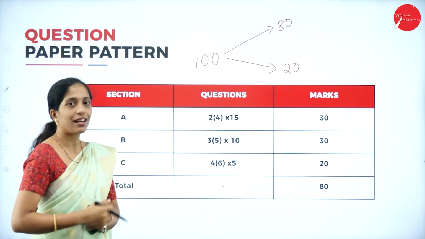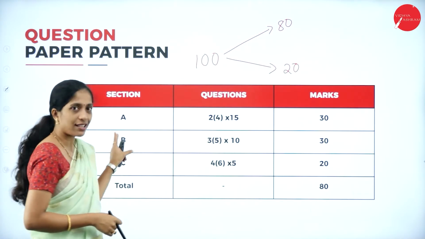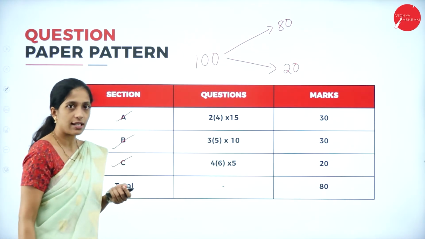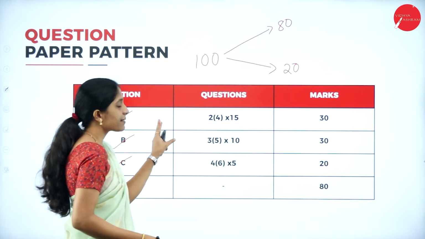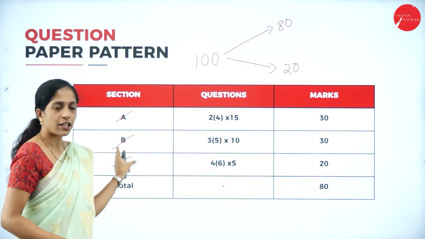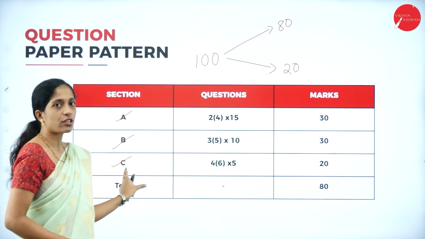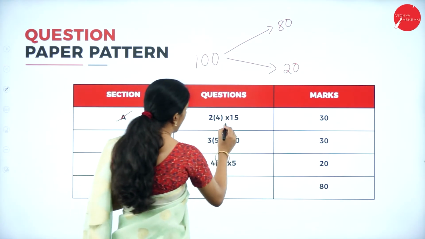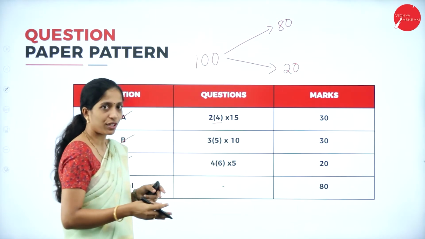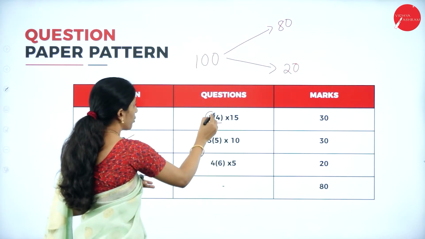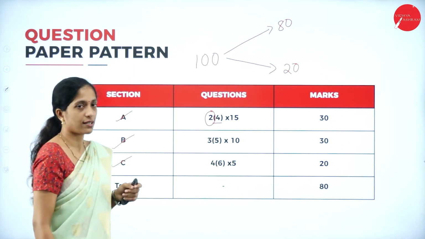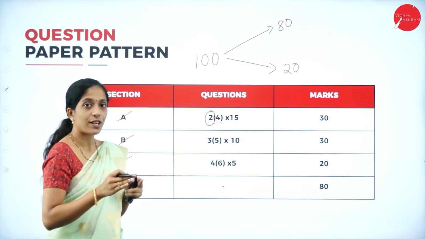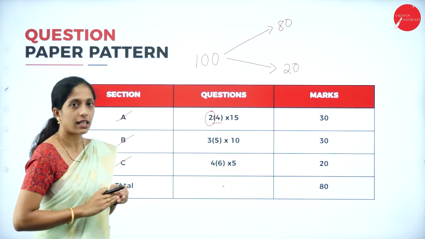So you are familiar with it. You will be having 3 sections, that is Section A, Section B and Section C. Section A is for 15 marks, Section B is for 10 marks and Section C is for 5 marks. Under Section A, they will ask 4 questions of 15 marks, out of which you have to answer any 2.